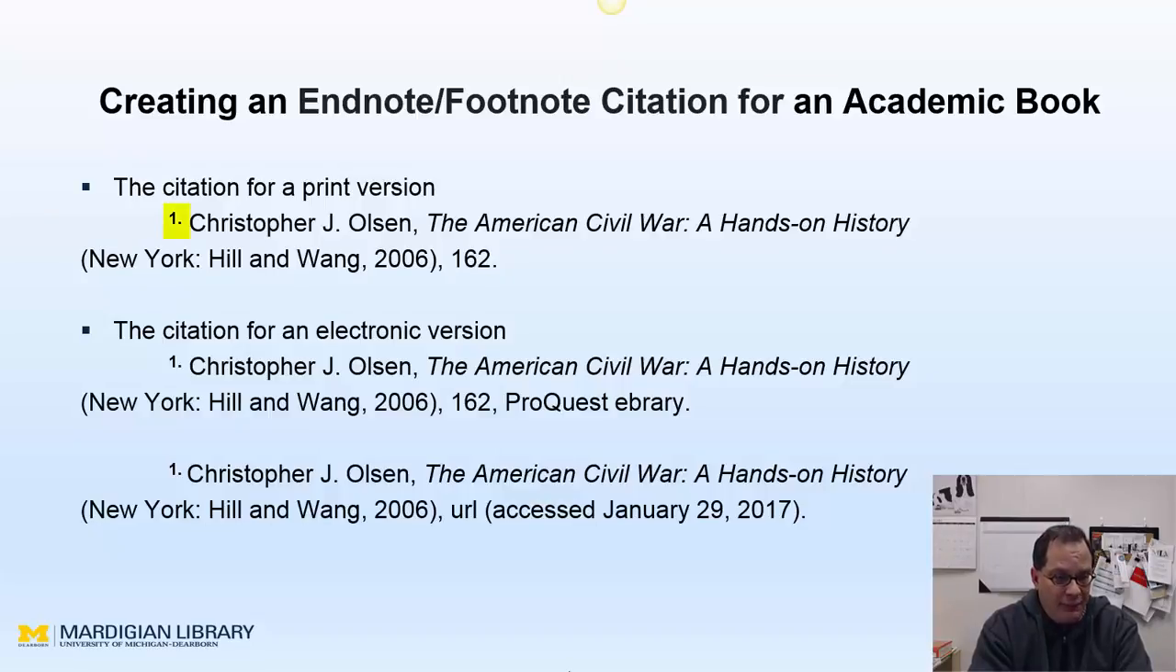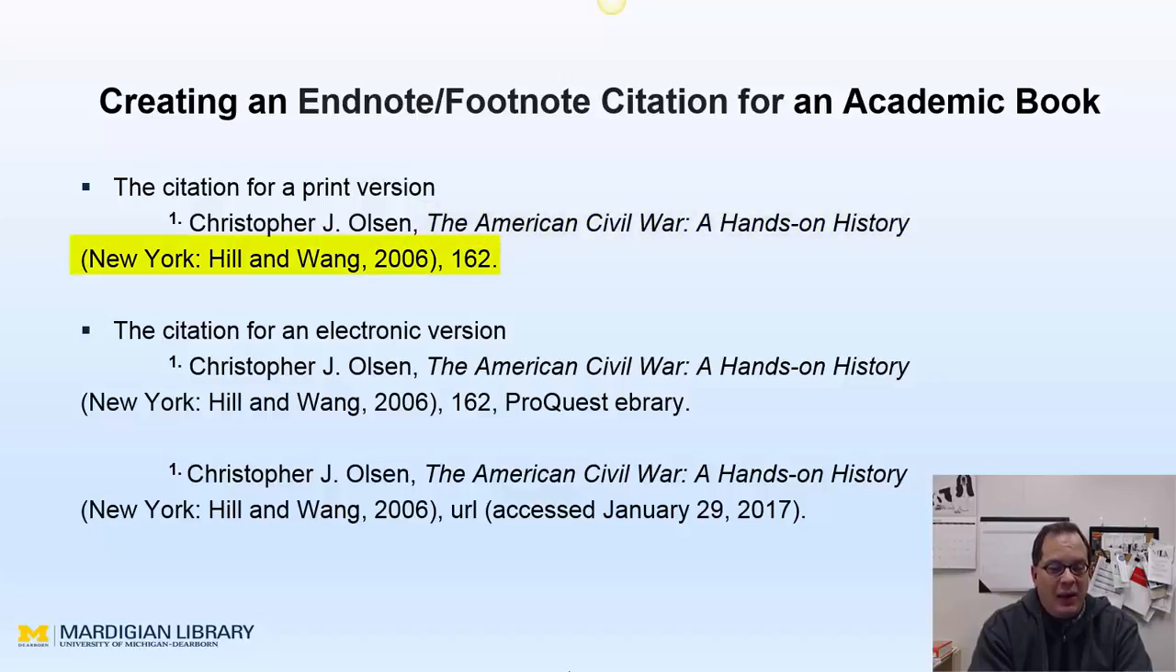So remember that. And then we list the author's name, starting with the first name, middle initial, and then the last name. In this case it's Christopher J. Olson. Then we have a comma, and then we italicize the title of the publication, The American Civil War, A Hands-on History. And then in parentheses we indicate the place of publication. In this case it is New York.